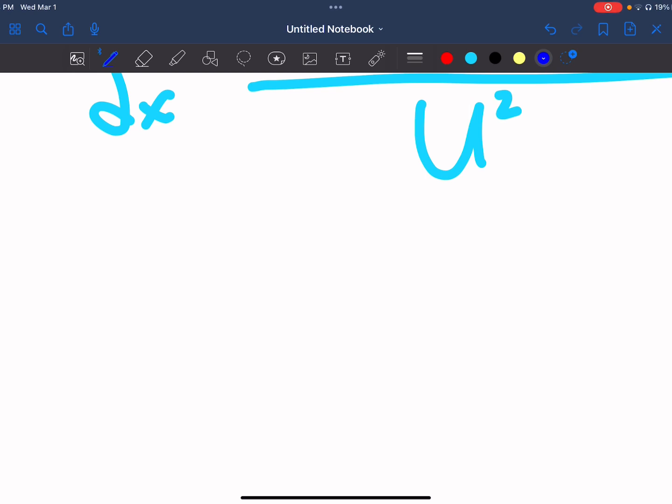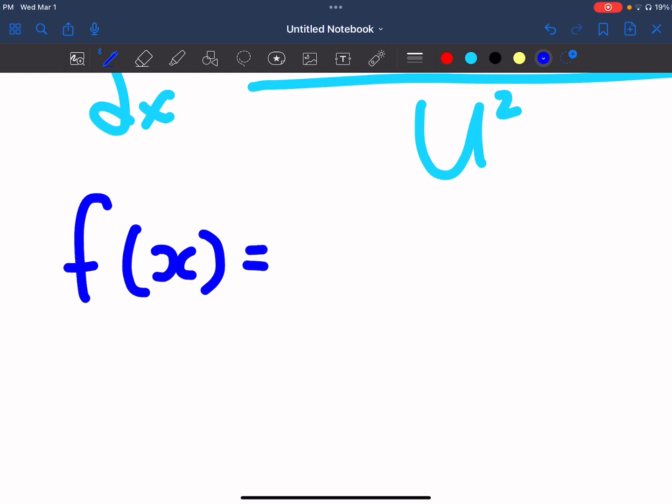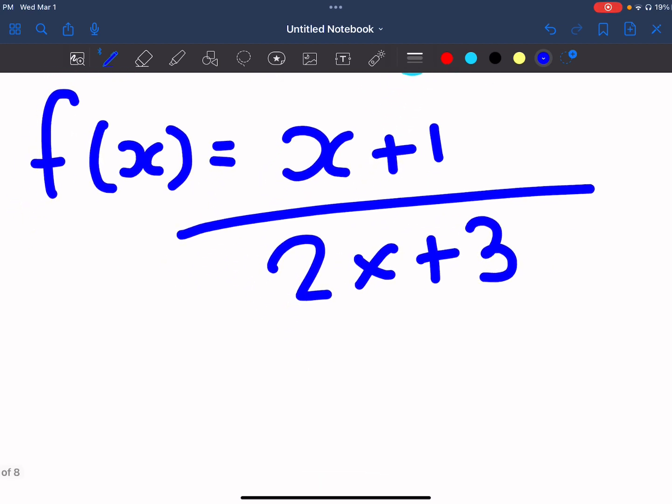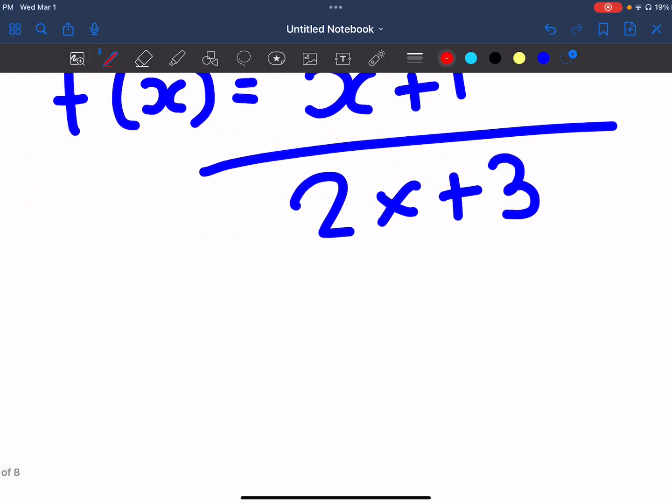So let's say f of x is equal to x plus 1 all over 2x plus 3. How will we find the derivative of this? In order to find the derivative, I'll show you the long way first, and then we'll go to the short way.